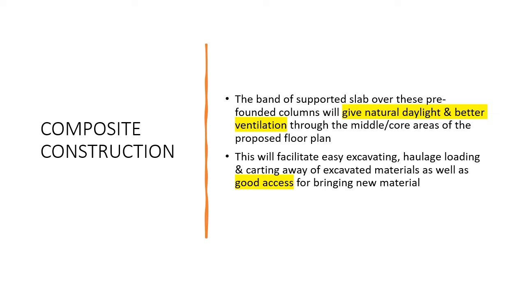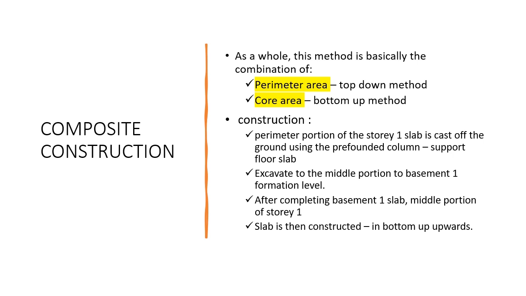new material. Disebabkan tak ada kolom dekat tengah-tengah tu and the slab, band of slab yang akan support the pre-founded column ni. Jadi dia tak mengganggu area yang besar lah. So, jadi area untuk opening tu lebih besar for this composite construction. As a whole, this method is basically adalah combination of perimeter area which is the top-down method and core area which is the bottom-up method.